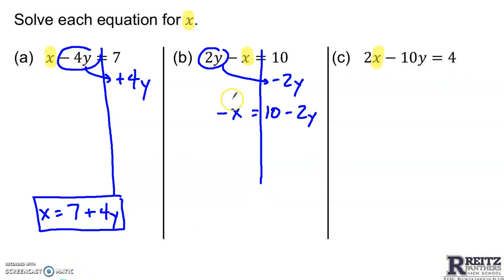So the last step here is you need to divide by this, and this really means negative 1. So I'll divide the whole right side of the equation by negative 1 as well. And I'll get x equals... there's nothing wrong, for this learning target, with you writing x equals 10 minus 2y all divided by negative 1.